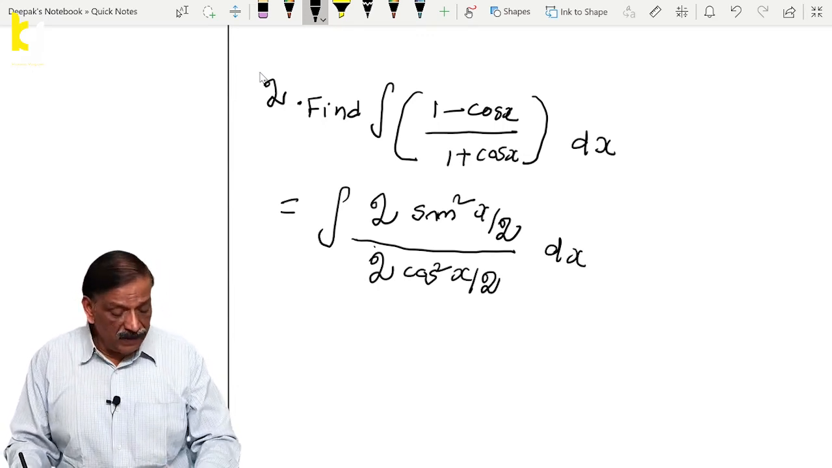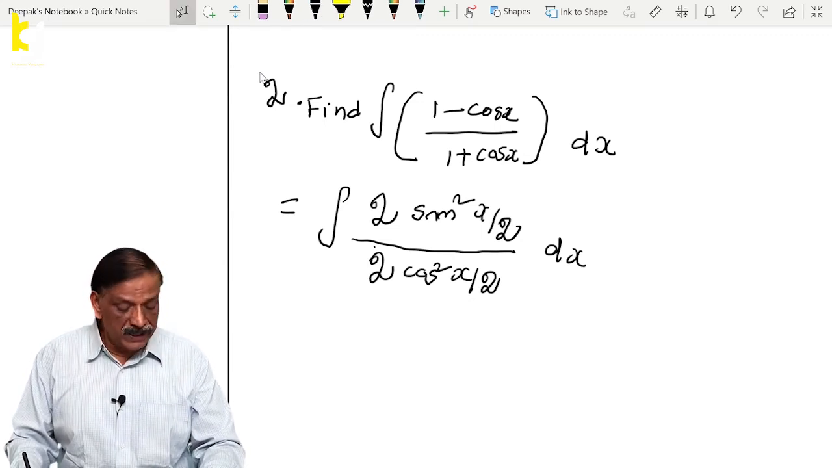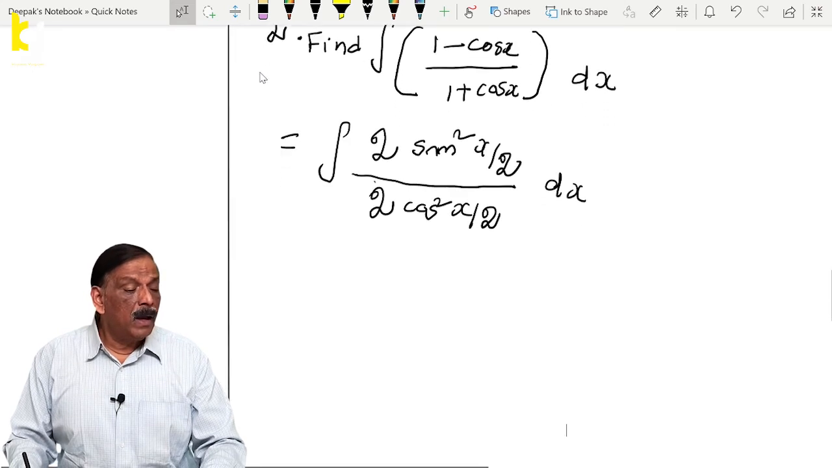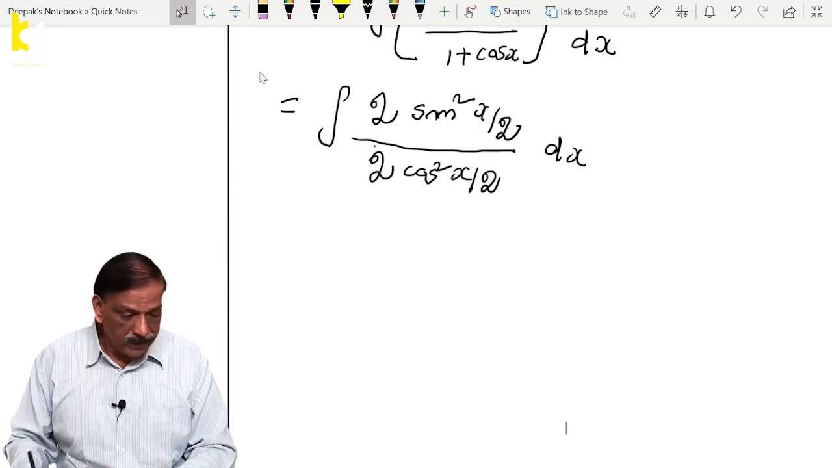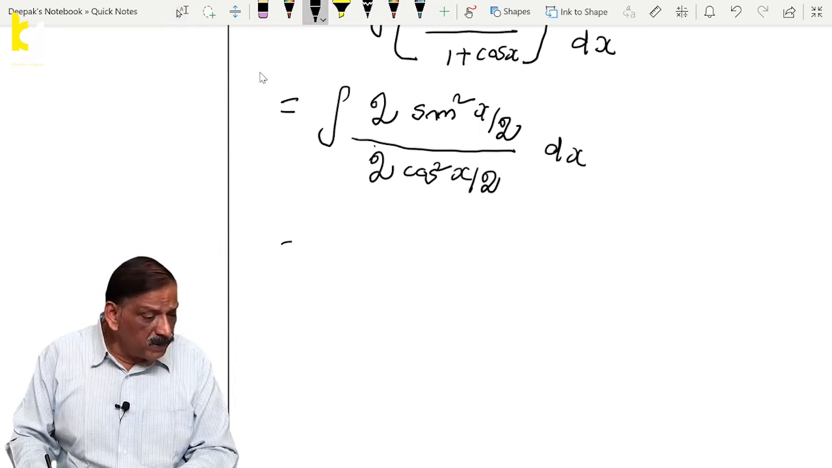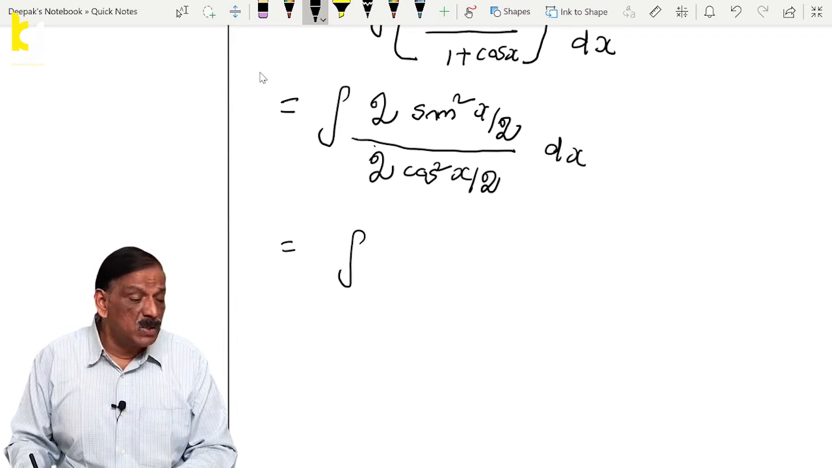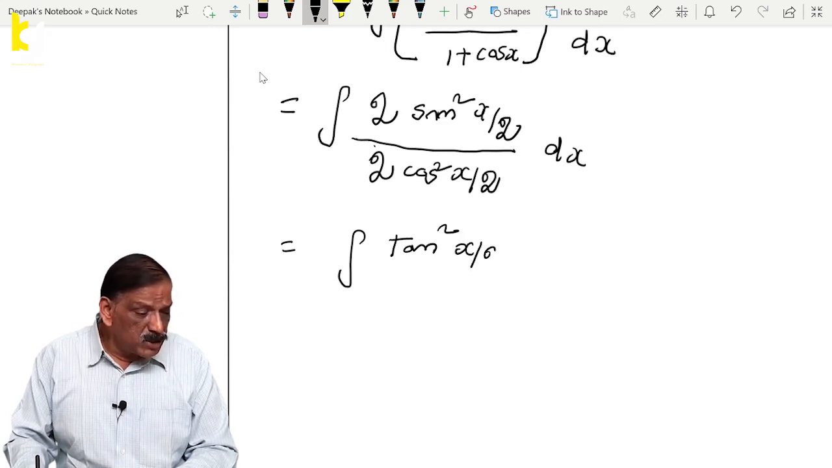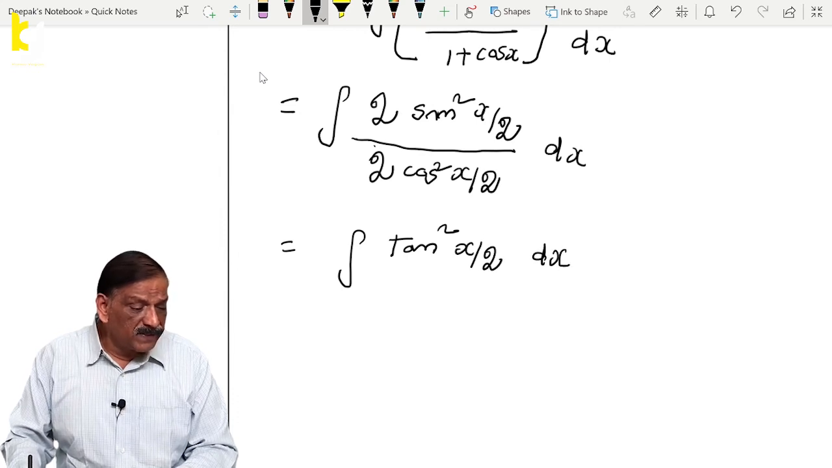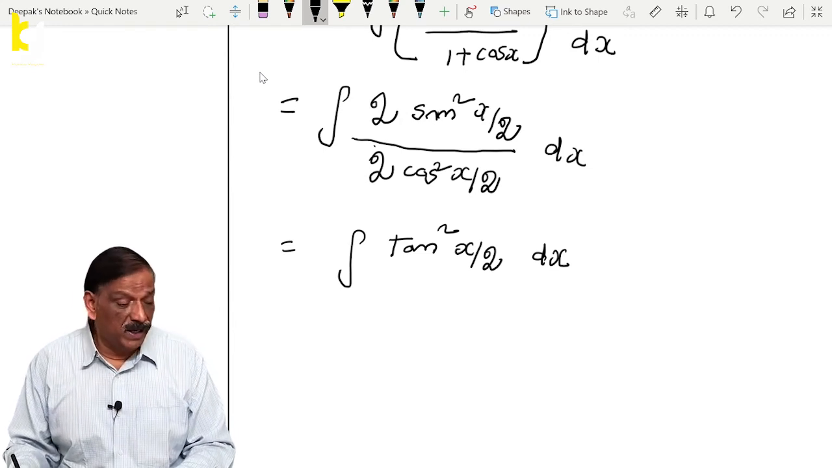Clear? That is the formula. 1 minus cos x will be 2 sin square x by 2 and 1 plus cos x will be 2 cos square x by 2. Therefore, this is equal to integral 2 will cancel, sin square x by 2 by cos square x by 2, that is equal to tan square x by 2 dx, because sin x by cos x, that we know tan x.